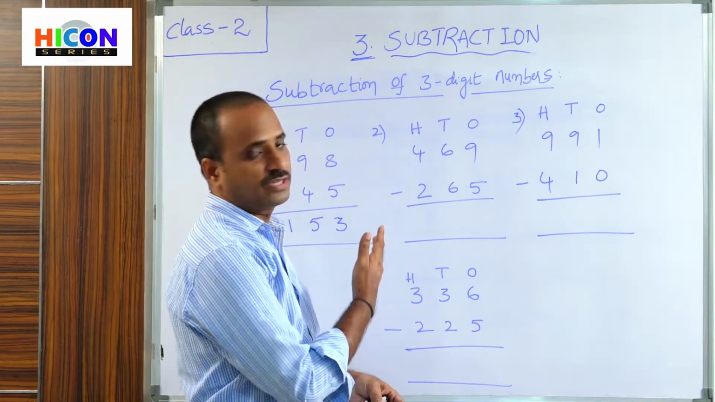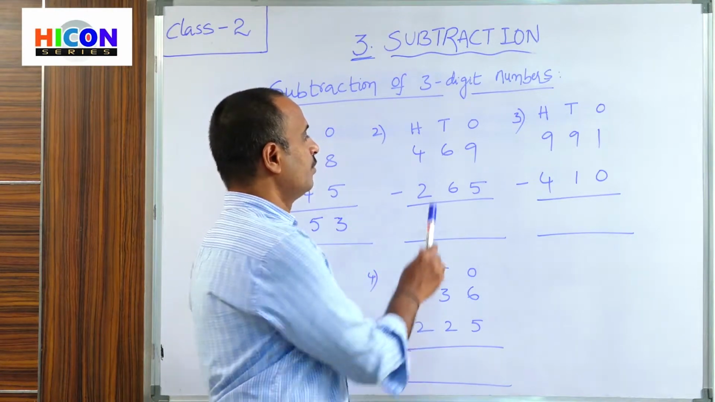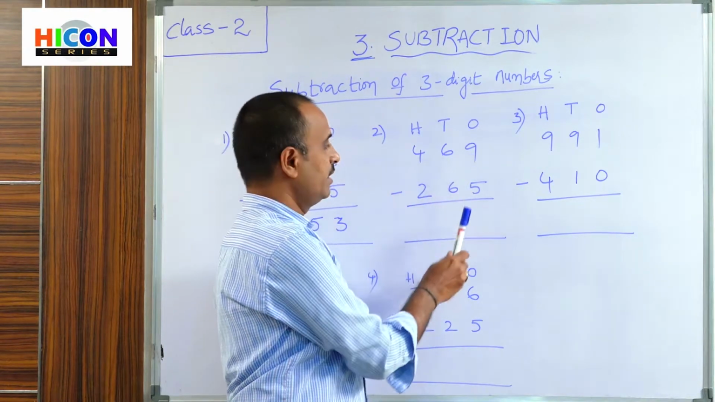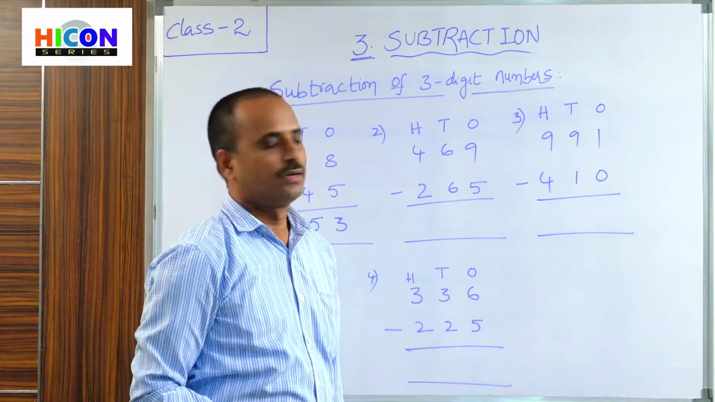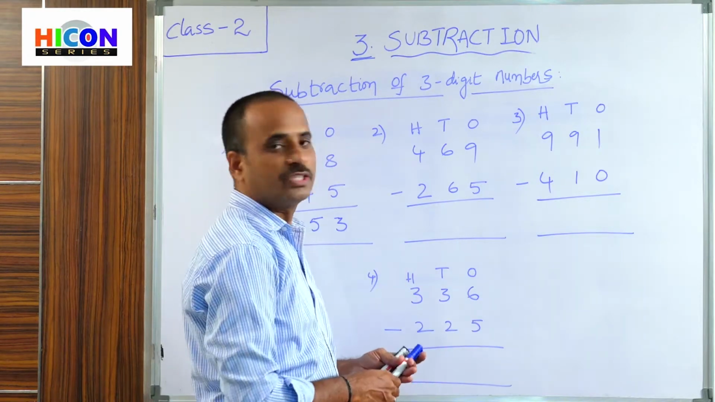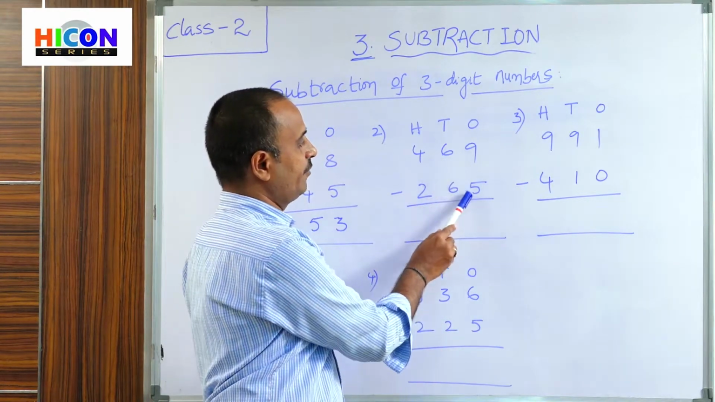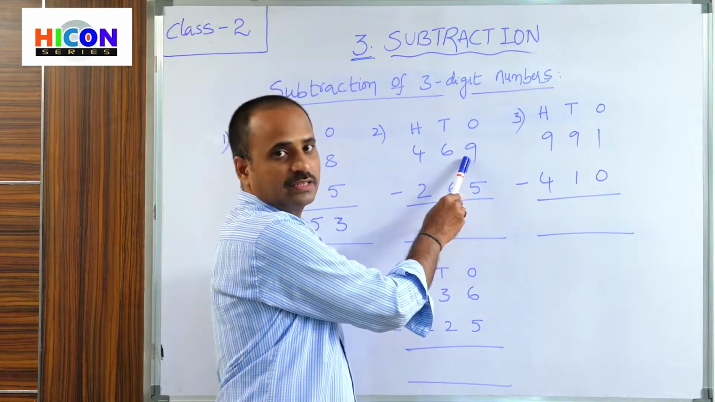So in the second subtraction, 2 numbers are given here also. The first number is 469 and the second number is 265. So let us start subtraction from the ones place. So what are the digits present in the ones place? 9 and 5 are present in ones place. So what is the first digit? 9 is the first digit.